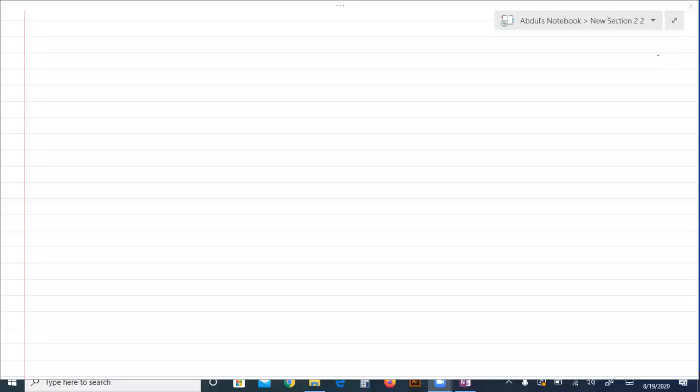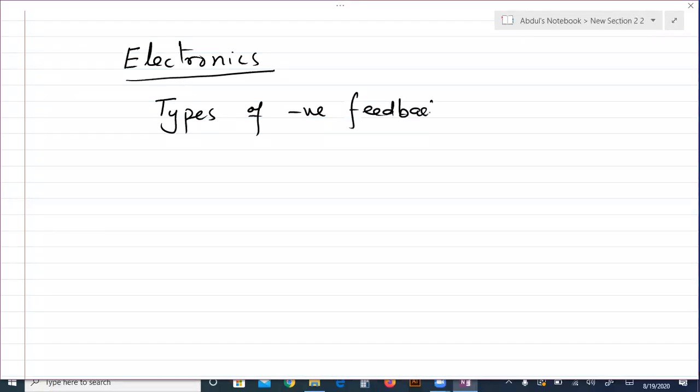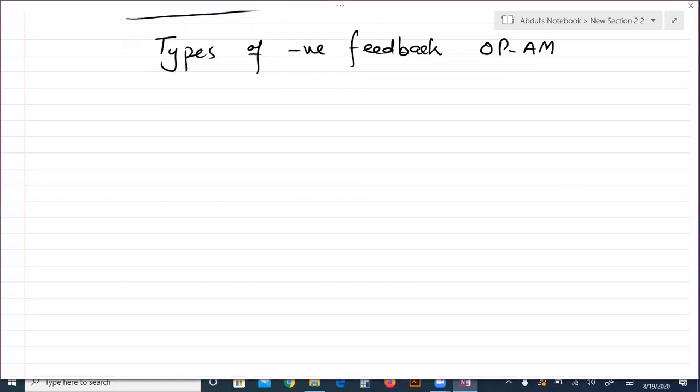So, same chapter, electronics. And today we have to study about the types of negative feedback operational amplifier. There are two types of the negative feedback operational amplifier.